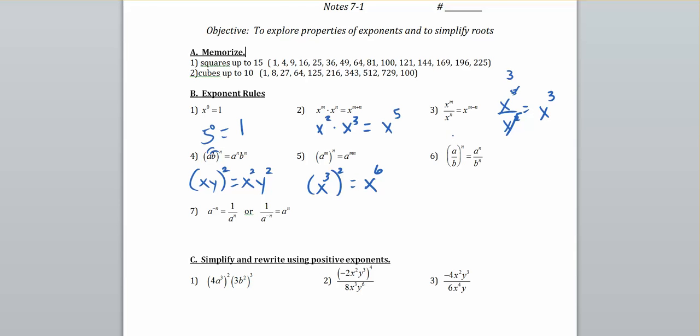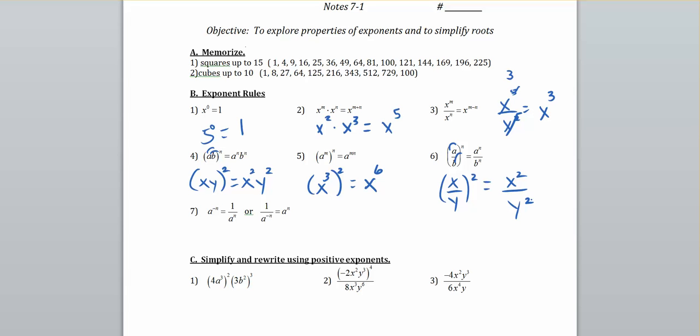Number 6, if I have a fraction to a power, similar to number 4, I just need to make sure I do the top to the power and the bottom, so numerator and denominator. So if I did x over y, let's say squared, it would wind up being x squared over y squared.